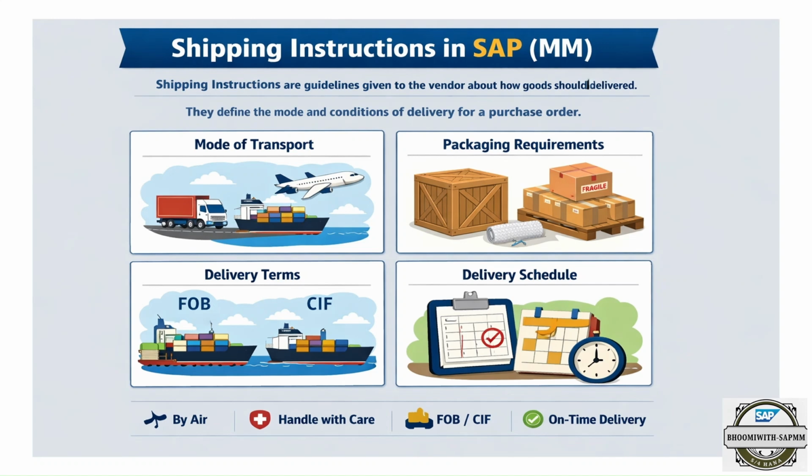Third, delivery terms. These define who is responsible for cost and risk during transportation, such as FOB, free on board, CIF, cost insurance freight. Fourth, delivery schedule. This specifies when the goods should be delivered, such as exact delivery date, on-time delivery requirements, and delivery within working hours.